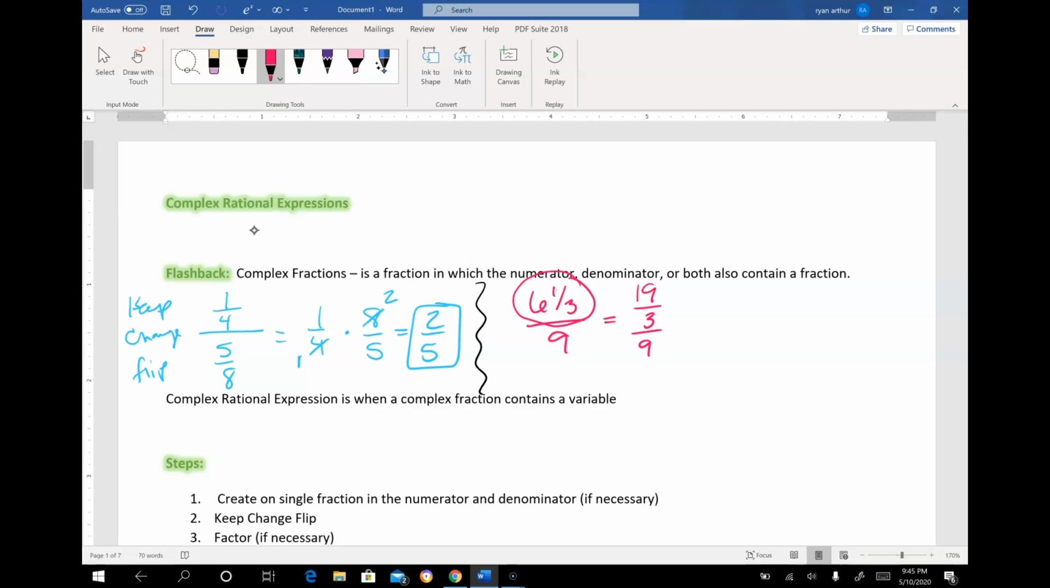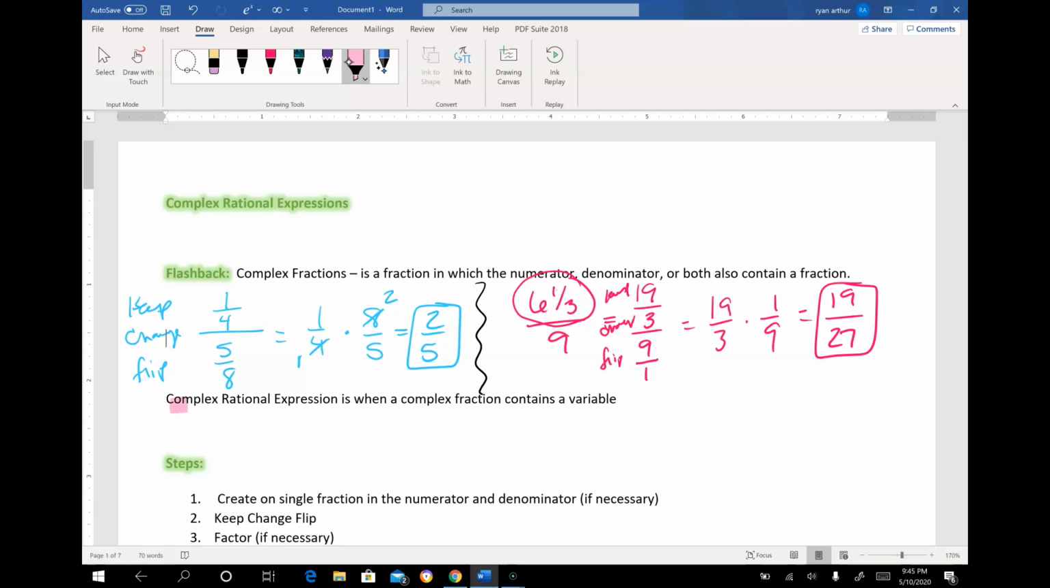Remember how to make a whole number a fraction? You put it over 1. So there's your fraction and your fraction. We're going to do the keep, change, flip. So we're going to say 19 over 3 times, flip the 9 over 1 to 1 over 9. Nothing can cancel, so it's going to be 19 over 27. And that's your answer.